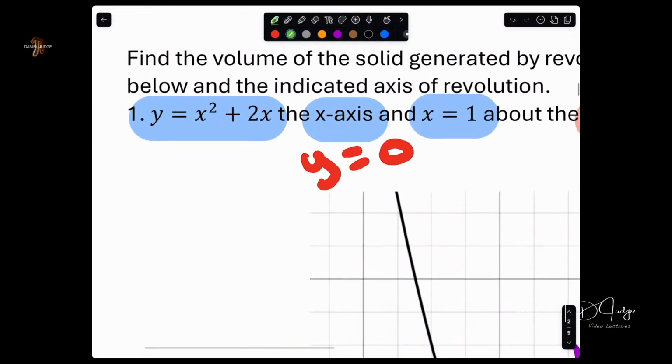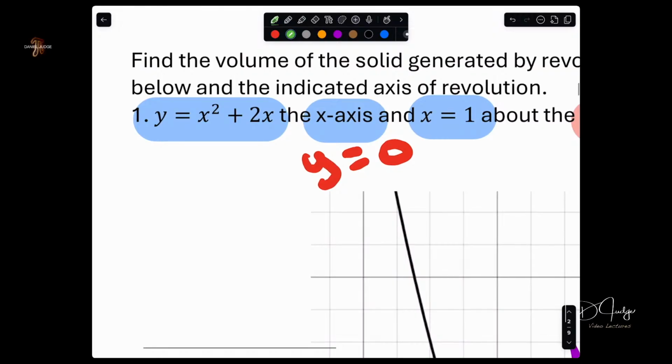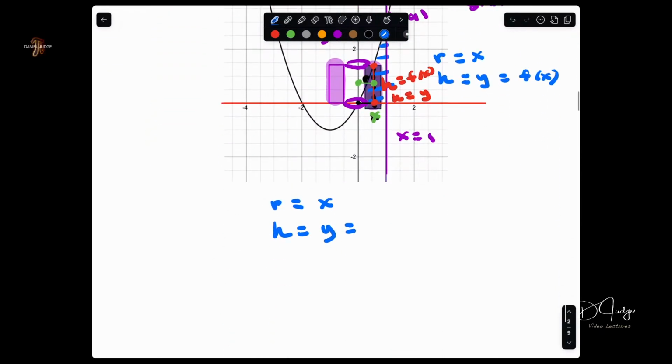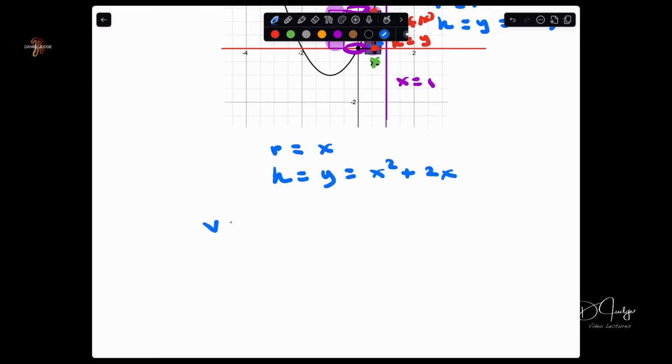And this function of y is going to be x squared plus 2x. So, okay, let's put this down here. Your radius is x. The height, which is the y coordinate, or the value of the function, is x squared plus 2x. Now, this is what goes in that formula. V is the integral of 2 pi RH dx.